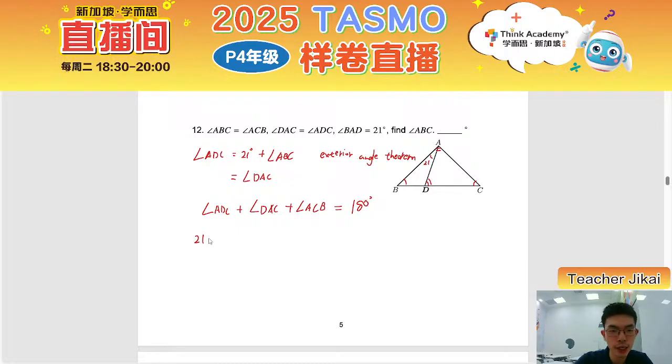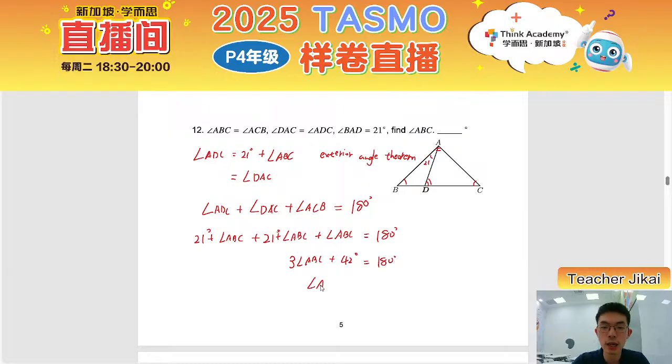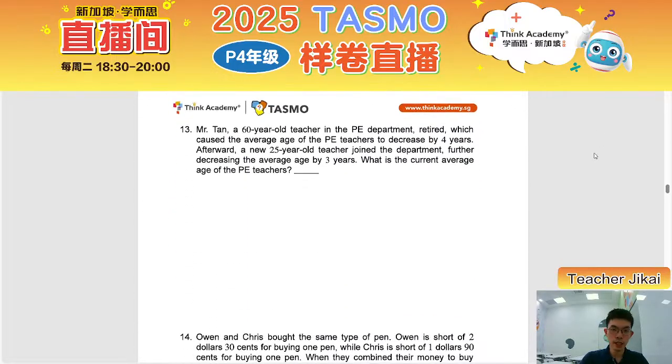And ADC is 21 plus angle ABC. And DAC, the same, right? 21 degrees plus angle ABC. And ACB, of course, we know it is just ABC here. So the total is 180. If you simplify, it will be 3 times angle ABC plus 42 degrees equals 180 degrees. So angle ABC is super easy, right? 180 degrees minus 42 degrees and divide by 3. So angle ABC will be 46 degrees. Yeah, 46 degrees.